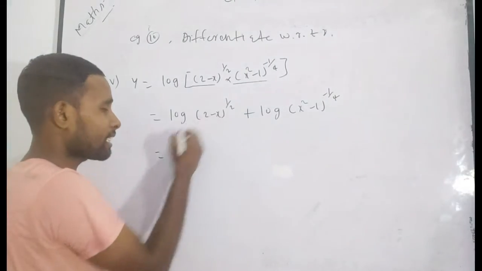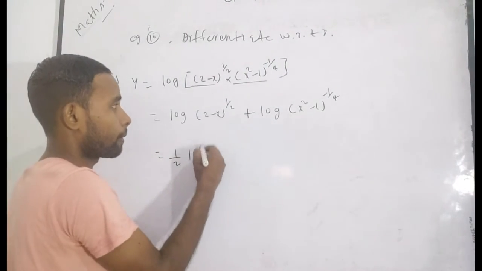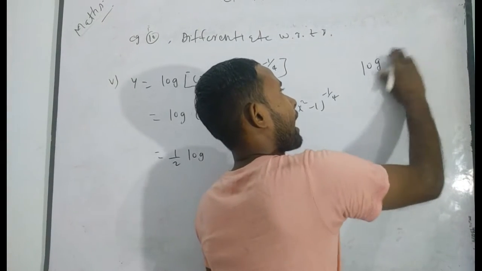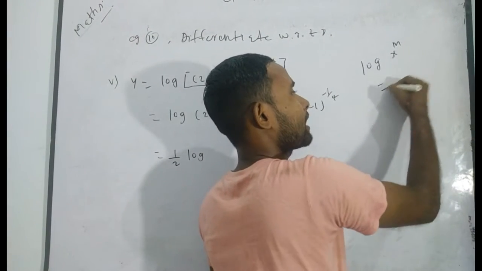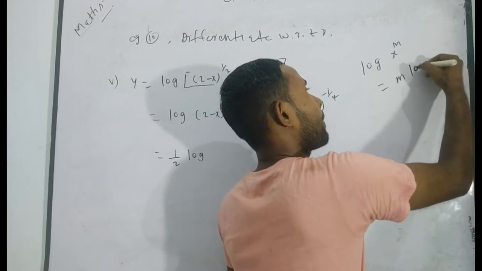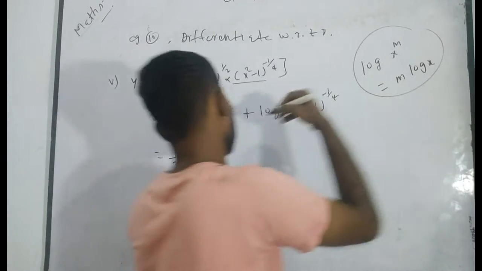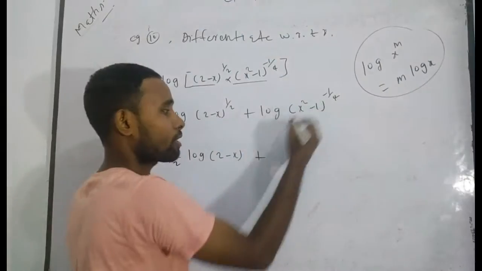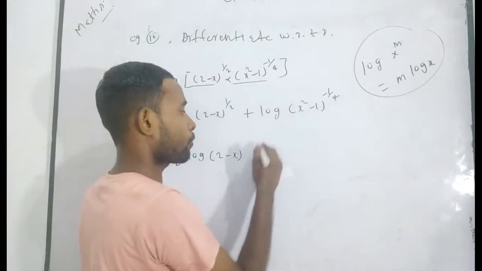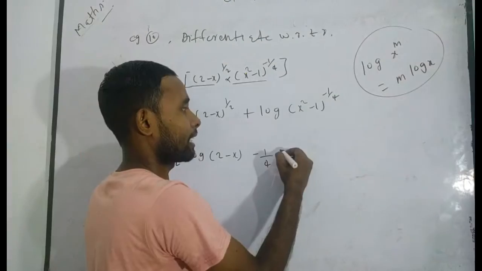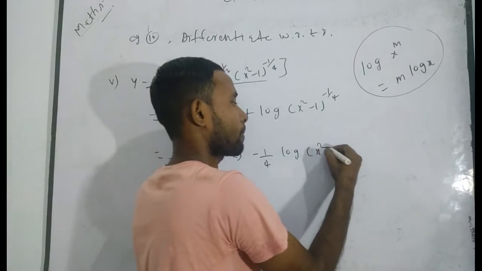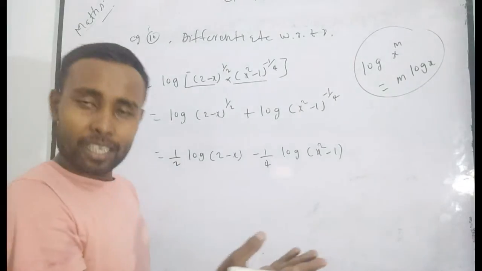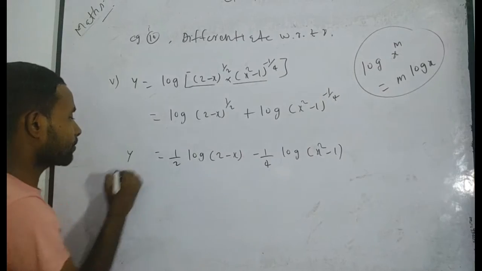Now, according to the property of log, you know that log x to the power m to the base e can be written as m times log x. Using this property, I can write here 1 upon 2 log 2 minus x. Similarly, I can write minus 1 upon 4 log x square minus 1. I think you understand very well. Now you can see this problem becomes very easy for you. Now you can differentiate this function directly.